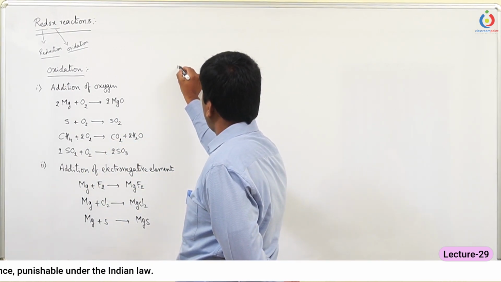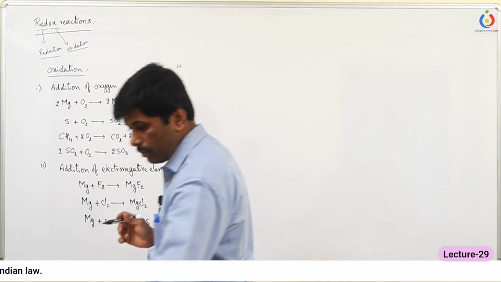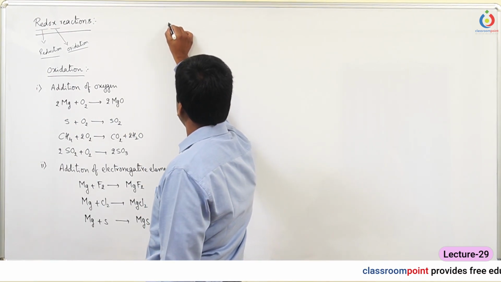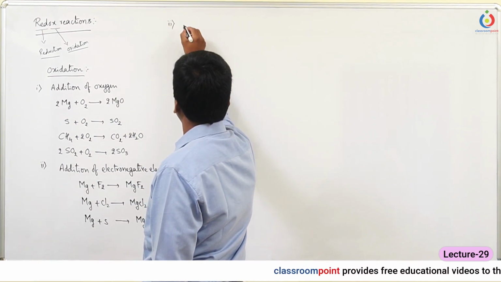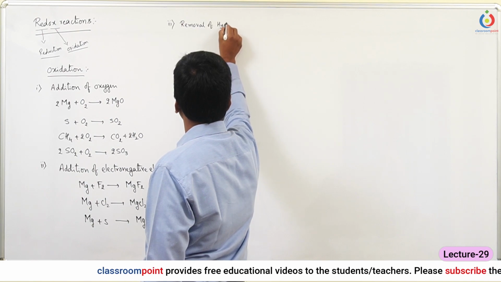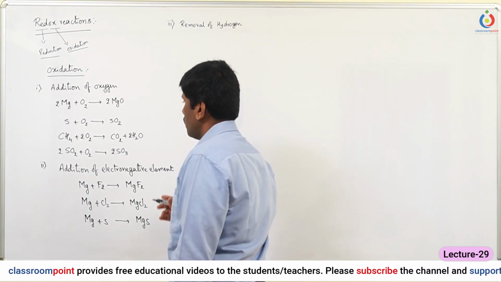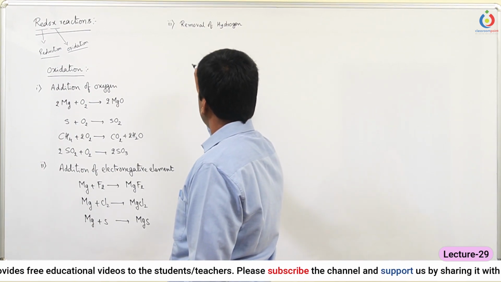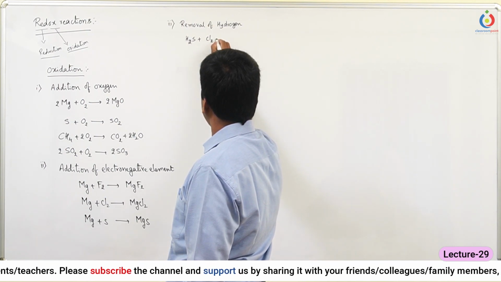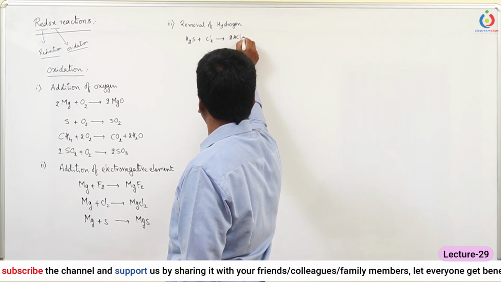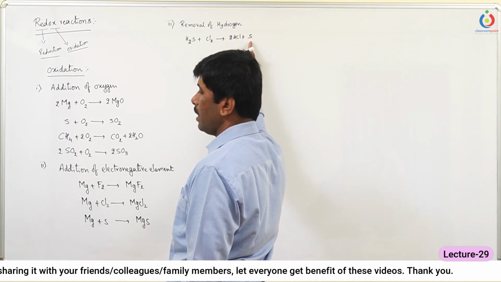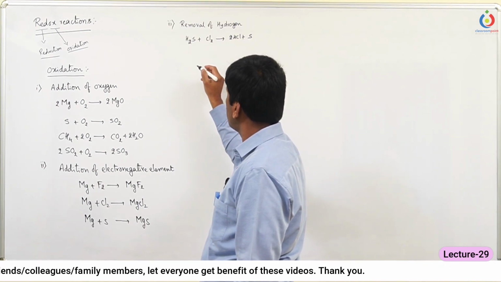Now let us see the third type of definition. Removal of hydrogen is also known as oxidation. Let us see how to remove the hydrogen. Take hydrogen sulfide, add chlorine, it gives 2HCl plus sulfur. See, hydrogen is removed from the H2S, and sulfur is finally produced. So it is called oxidation.